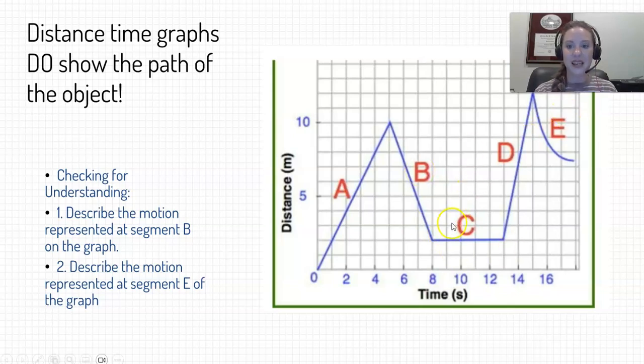Now, at C, hopefully we know that we are stopped. We're not getting further from the reference point. We're not getting closer to the reference point. Seconds are ticking by and we are staying in the same place.